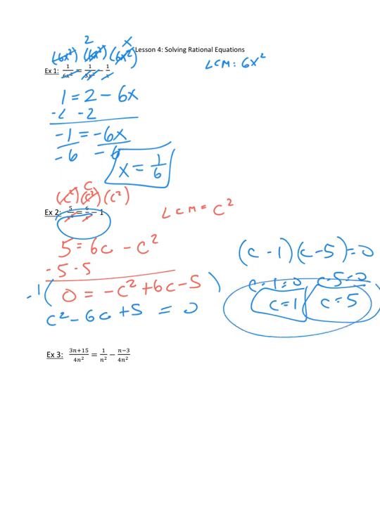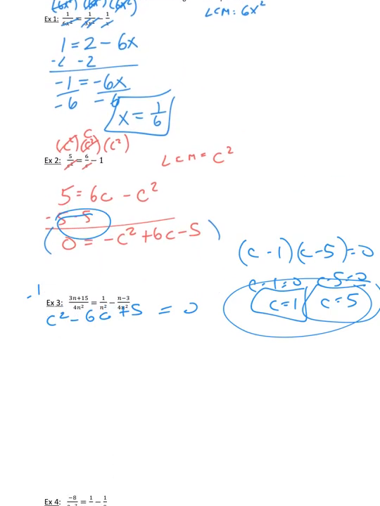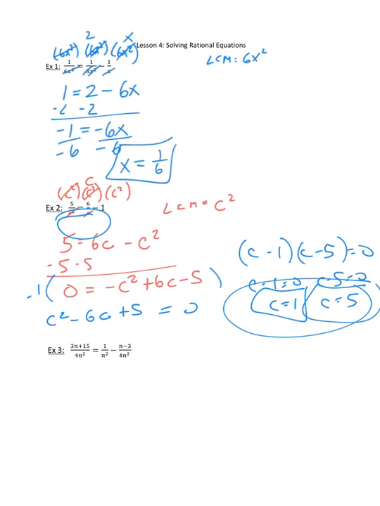Okay. The next one, I look at my denominators. I'm going to just do it this way, I guess. I have 4n squared would be my least common multiple. So I'm going to multiply everything by 4n squared, 4n squared, 4n squared. This cancels. I have 3n plus 15. N squared cancels with n squared. I'm left with a 4.